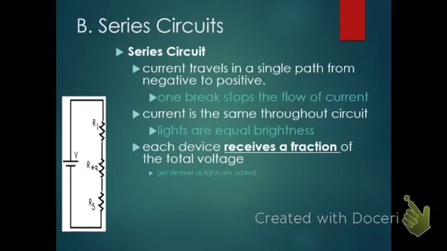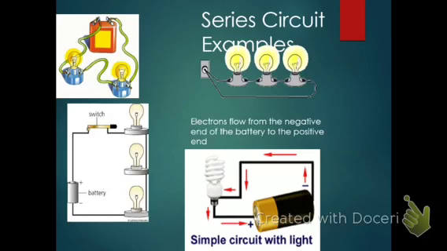In a circuit like this, each device receives a fraction of the total voltage. So as you add more things, it gets dimmer. These are examples of series circuits. Again, if one of these parts is removed, then the whole thing stops working because electrons stop flowing.